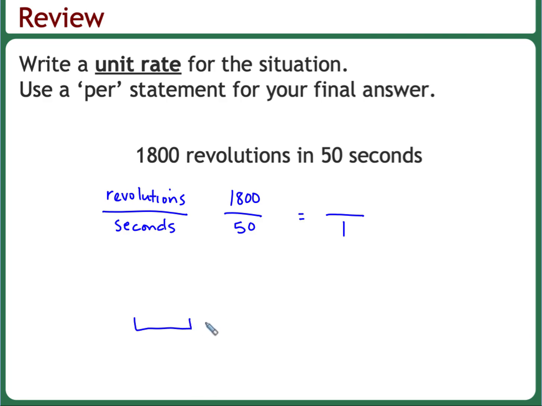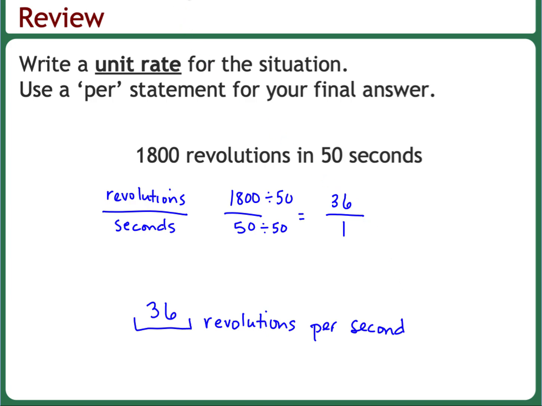So whatever we get, we're going to say that many revolutions per 1 second. Okay, so think, how do we go from 50 to 1 using multiplication or division? Give that a try. All right, so we need to divide numerator and denominator by 50, and I believe that will get us to 36. 36 revolutions per second. All right.